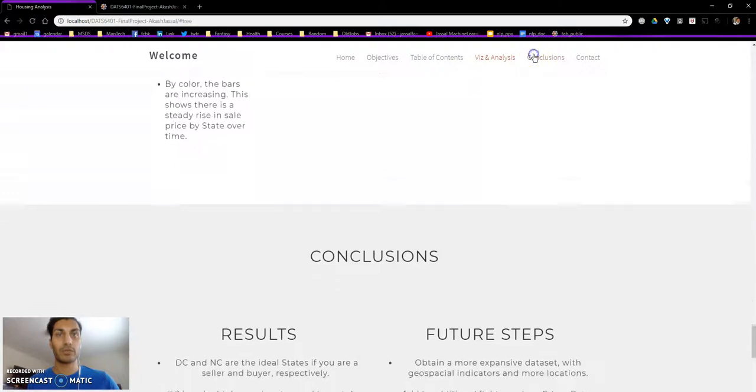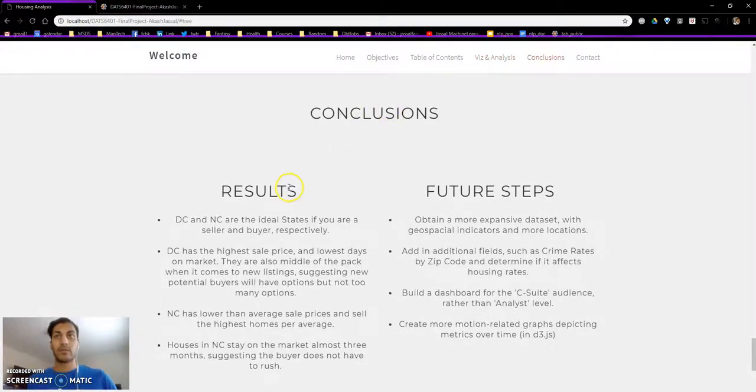So moving forward to conclusions. DC and NC are ideal states if you are a seller and buyer respectively. DC has the highest sale price and the lowest days on market. They are also middle of the pack when it comes to new listings, suggesting new potential buyers will have options but not too many options. North Carolina has the lower than average sale price and sells the highest number of homes on average. Houses in North Carolina stay on the market almost 3 months, suggesting the buyer does not have to rush.